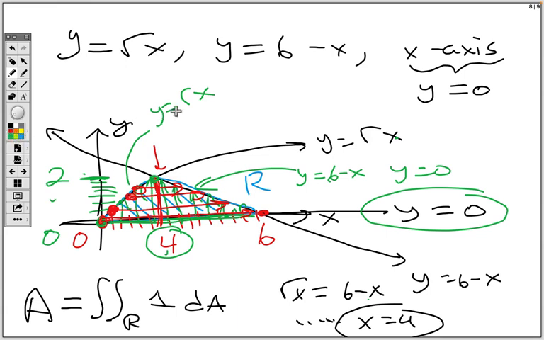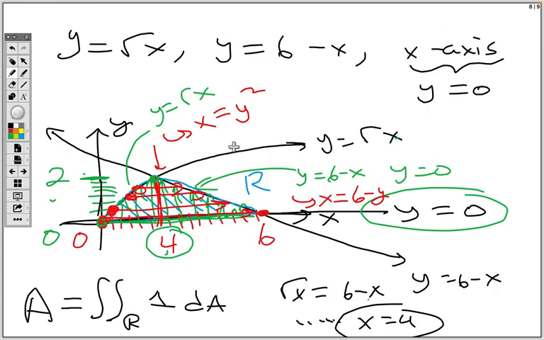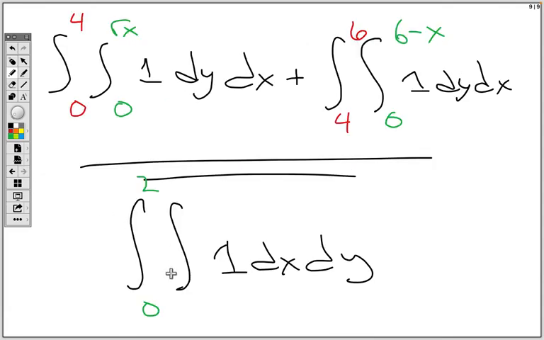And so just like in the last example, I need to recast these things. If y equals square root of x, I need to solve this, x in terms of y. And so if y equals root x, x is going to be what? Yeah, y squared. And if y equals 6 minus x, that means x is going to be what? 6 minus y. And I'm going from left to right, so I would go from y squared. Y would go from 0 to 2. And then for a fixed y, the x goes from left to right. X equals y squared to x equals 6 minus y.